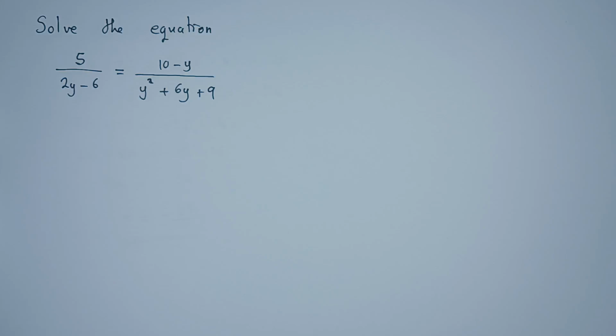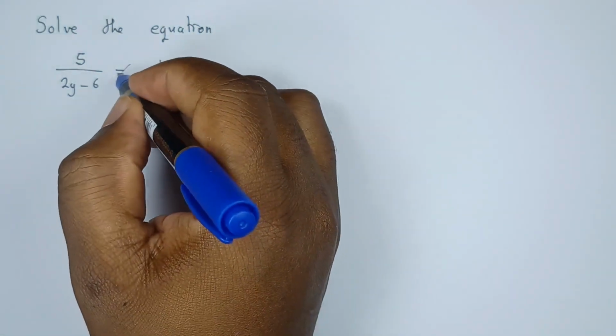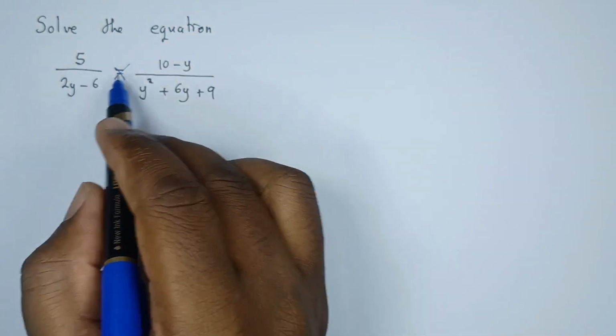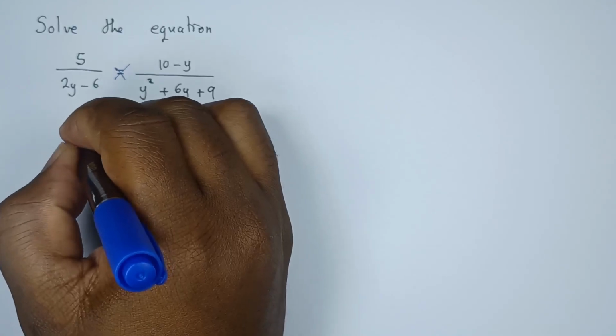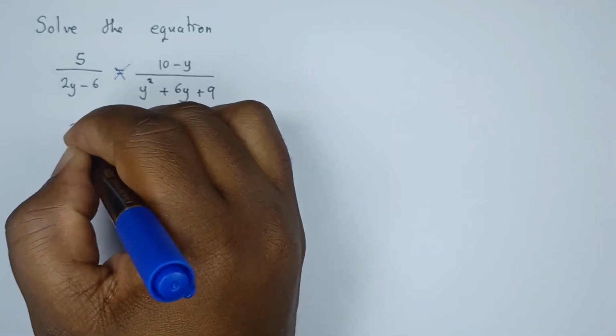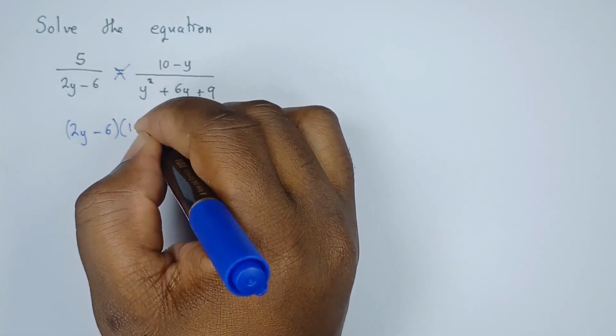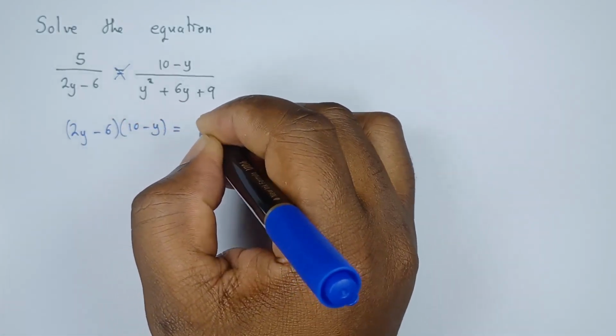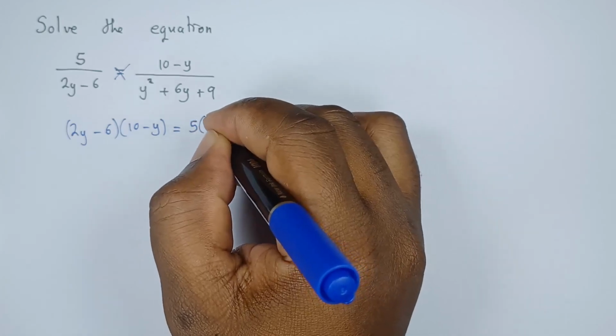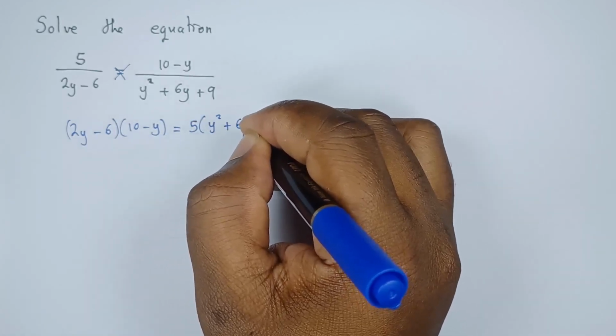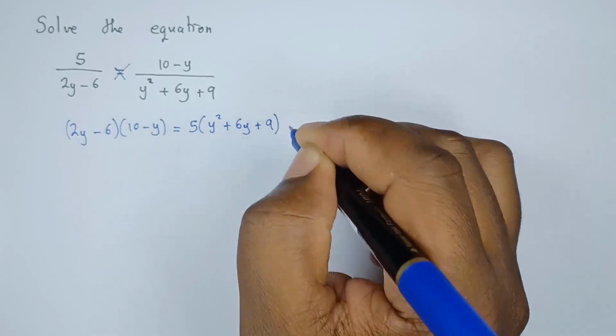So how can we solve this equation? The first thing we can do here is cross multiply. So this will multiply that, giving us 2y minus 6 in brackets multiplied by 10 minus y. This is equal to 5, which is multiplying y squared plus 6y plus 9.